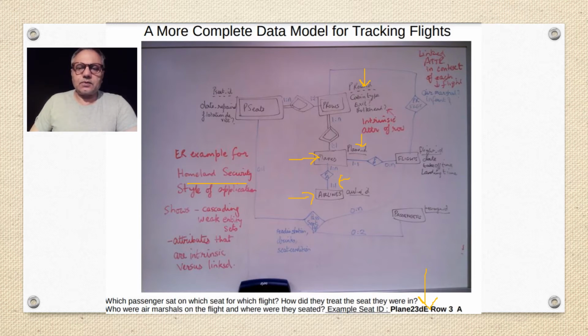Similarly to rows, we have a weak entity set called seats, which turns out to be a weak entity set of rows. So an example of a seat would be like seat A or seat B or seat C. And so of course there'll be like millions of A's, and that's not enough to identify the seat. You also need to know the row, and a row of course is also identified by the plane ID. So an example of a seat would be plane 23DE, row 3A. Right? So that would be an example of a seat. So this is an example of cascading entity sets.